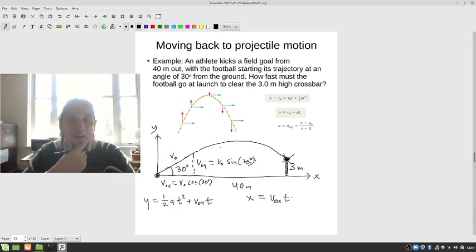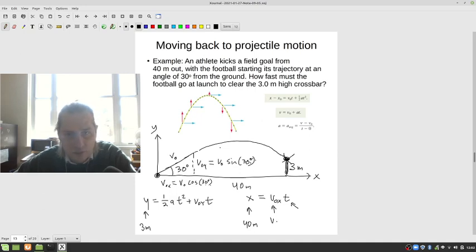Now, how would I solve this problem? Well, what I would do essentially is the following. What do I know? What do I need to know? I know my final y has to be 3 meters. That's this position in the y direction. I know my final x has to be 40 meters. Don't know this. Also, don't really know this, but I know it in terms of v naught.